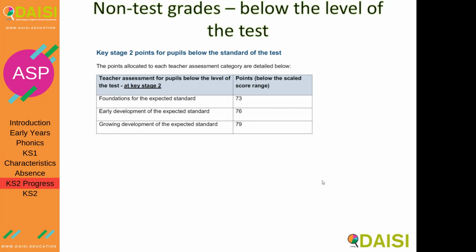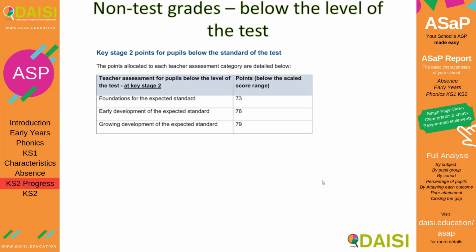So foundations, PKF, we get 73 points. PKE 76 and PKG 79. These are called points. For me, they're still scaled scores. So we have the main scaled score of 80 to 120 for those pupils who enter the test and get at least 3 marks. Those who don't, it goes down to 73 to 79.